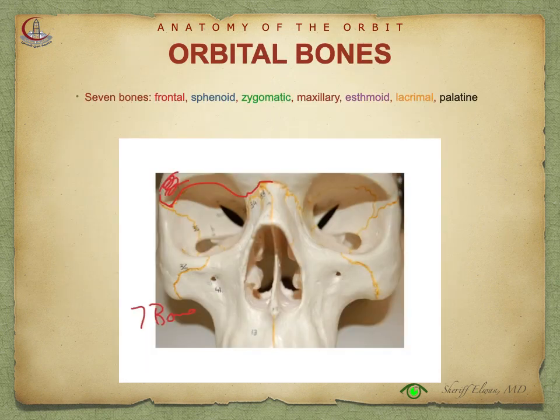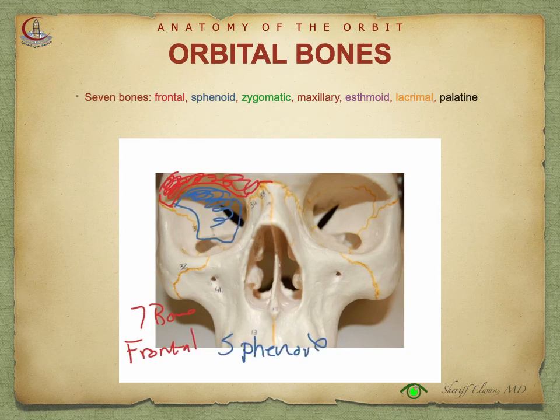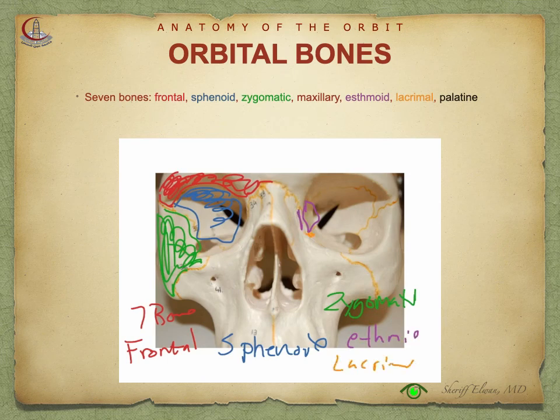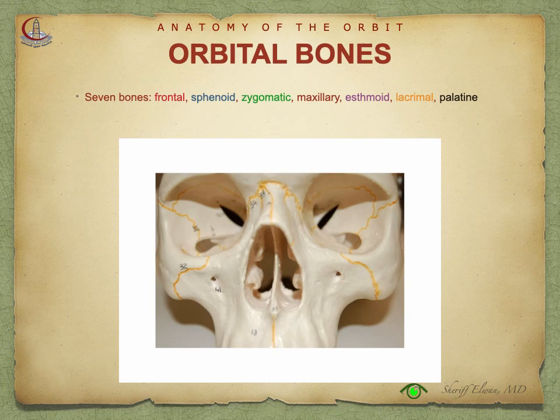Now, the orbit is formed by 7 skull bones. These are the frontal bone, the sphenoid bone, the zygomatic bone, the ethmoid bone, the lacrimal bone, and the palatine bone.